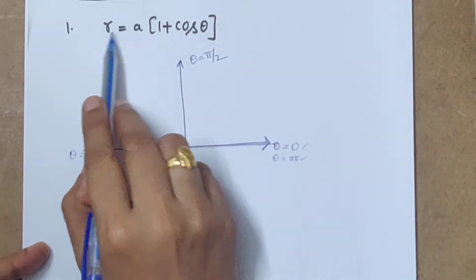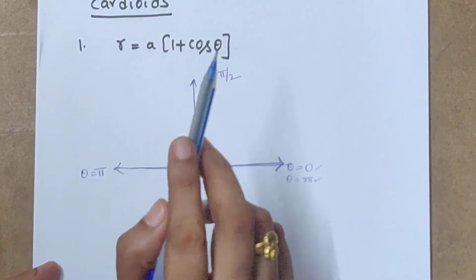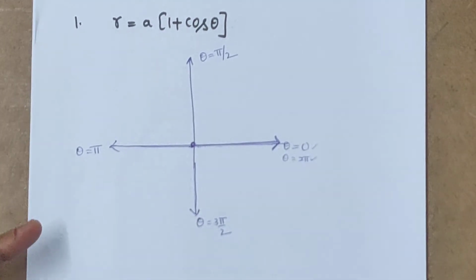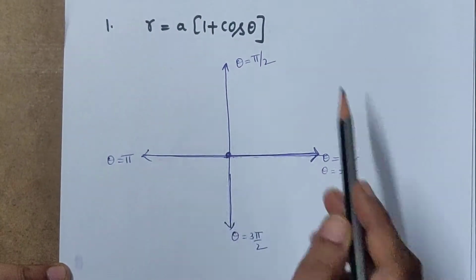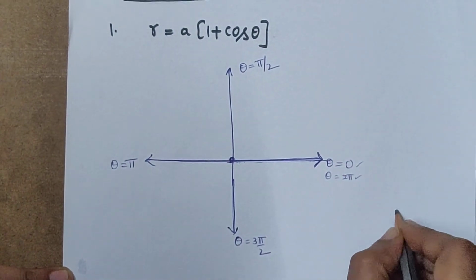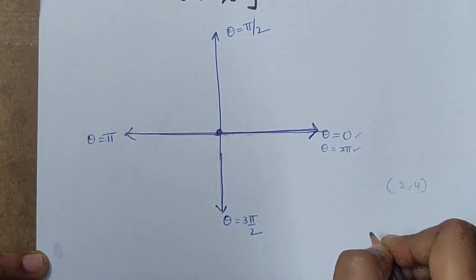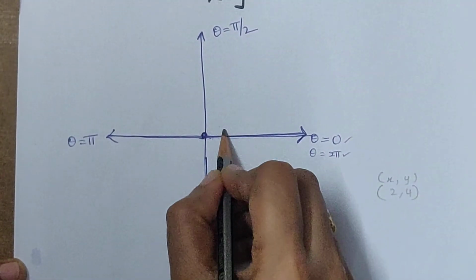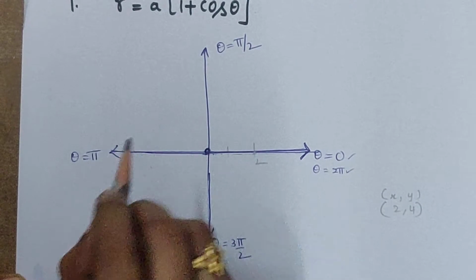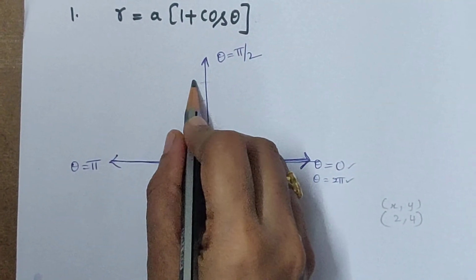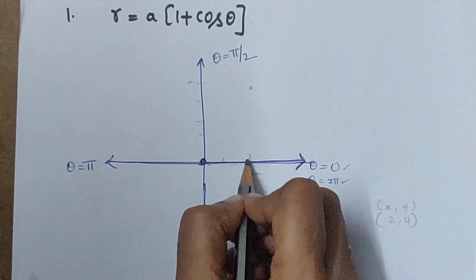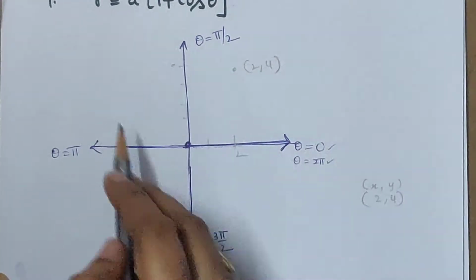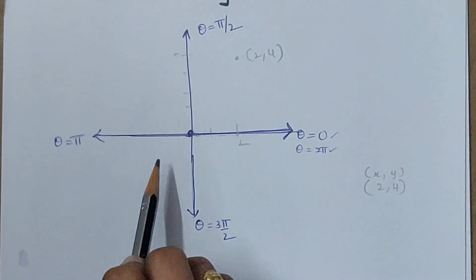Now, r equal to a into 1 plus cos theta. This is the radius vector theta equal to 0. This is also called the xy plane. Generally, how do we place the point 2, 4 in the xy plane, an ordered pair x, y? Along the x-axis 2 units distance and along the y-axis 4 units distance. Point 2, 4 means here we place the point 2, 4.